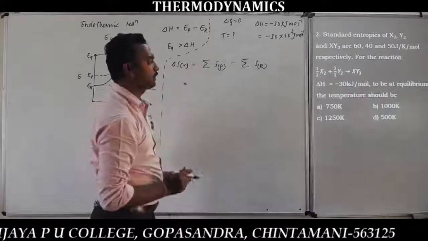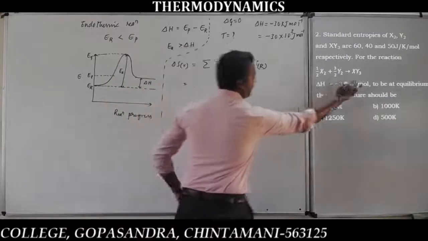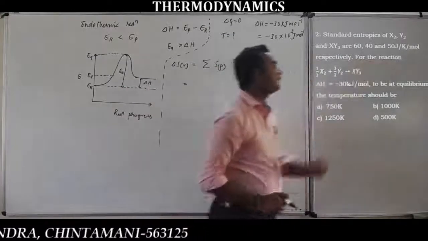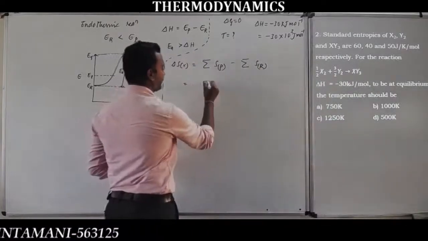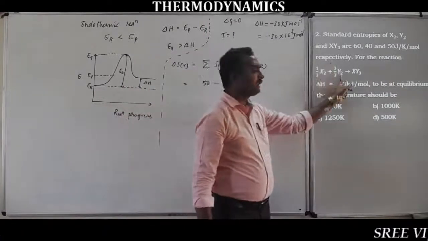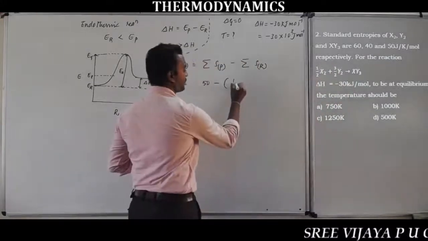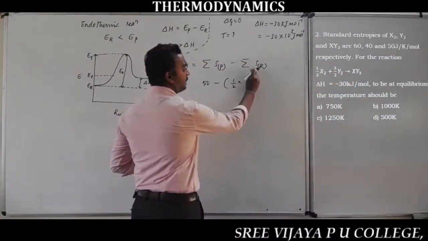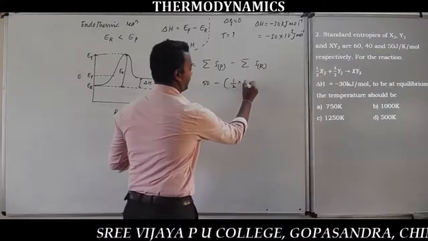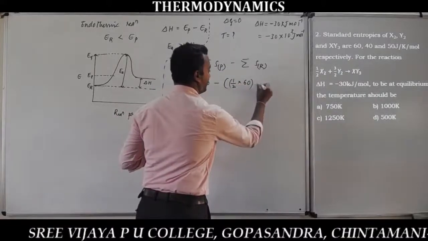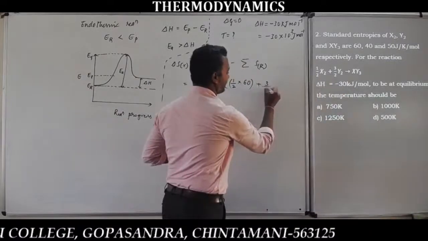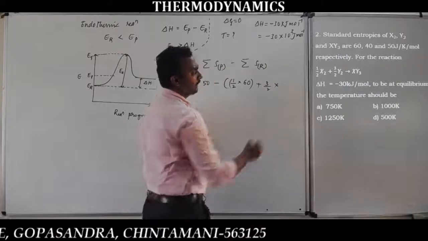So let us apply that to the equation. The product is xy3, so see what entropy it has. The xy3 entropy is 50 joule per kelvin per mole, that is 50, minus the reactants. The reactants are x2 and y2. First x2: how many moles, 1/2 mole, into the entropy of reactant x2, which is 60. Then plus the other reactant molecule, y2, which is 3/2 moles into the entropy of y2, which is 40.